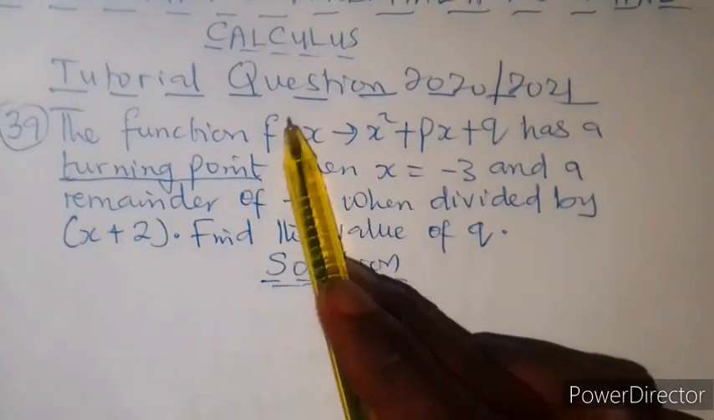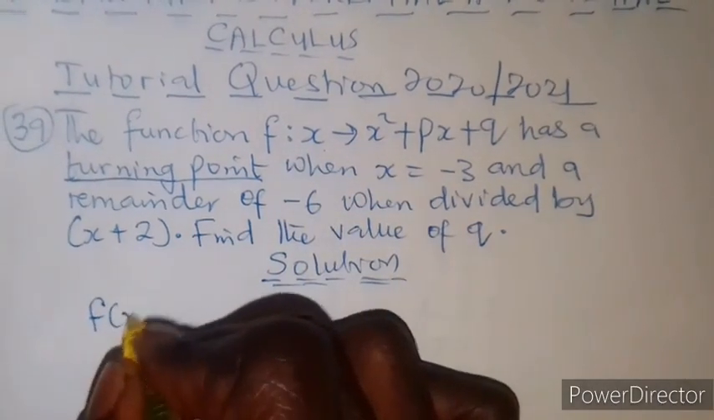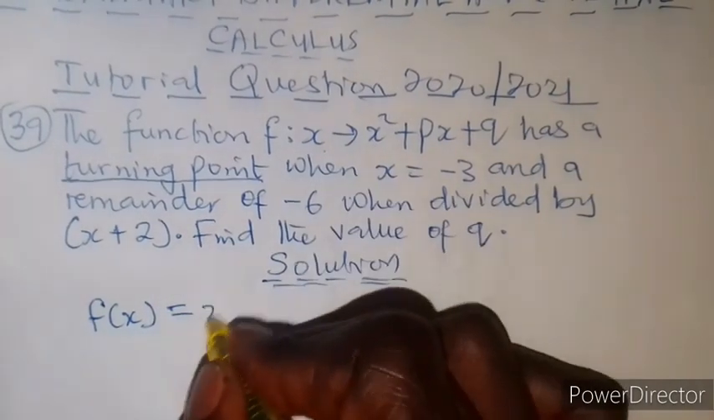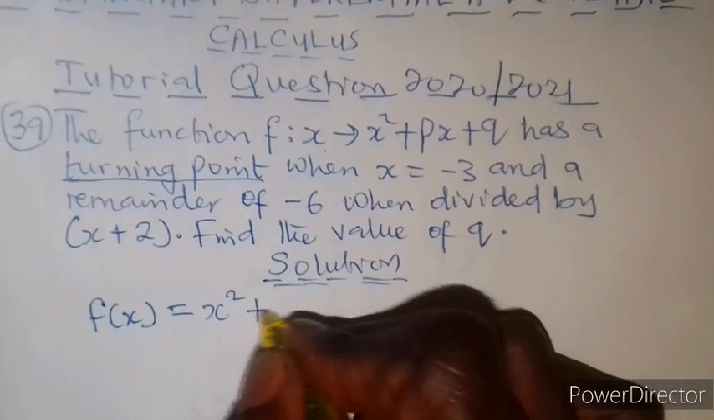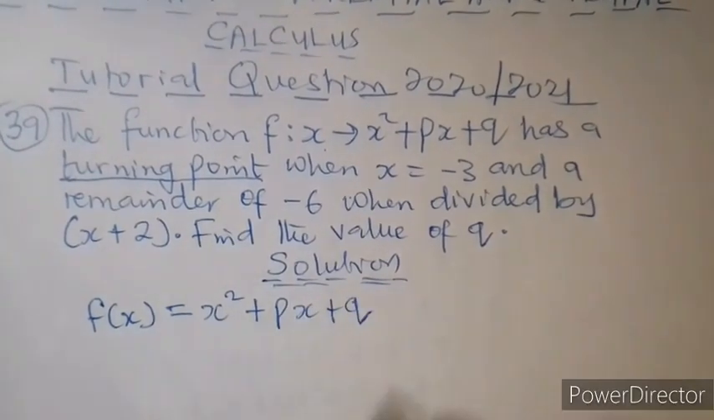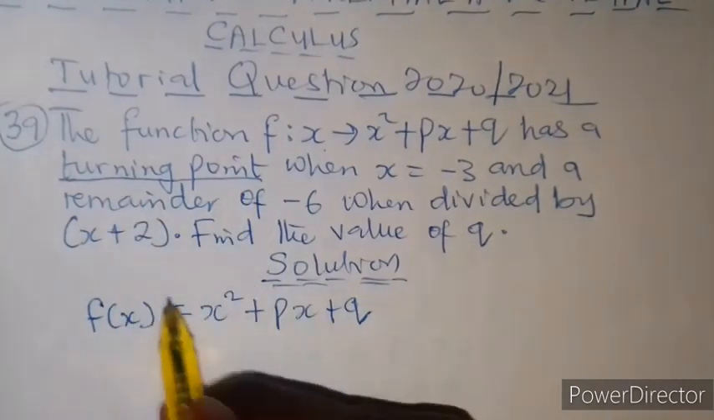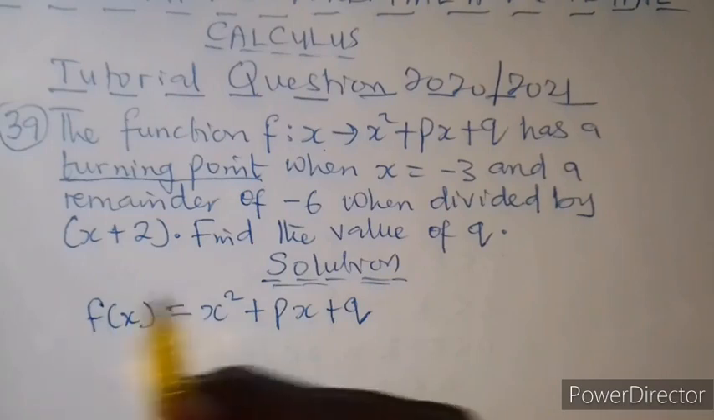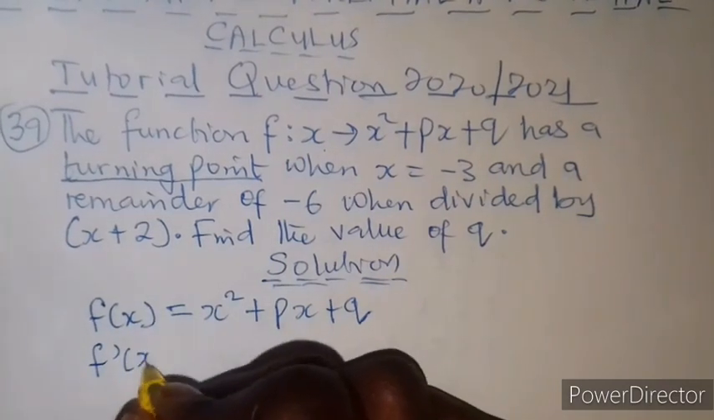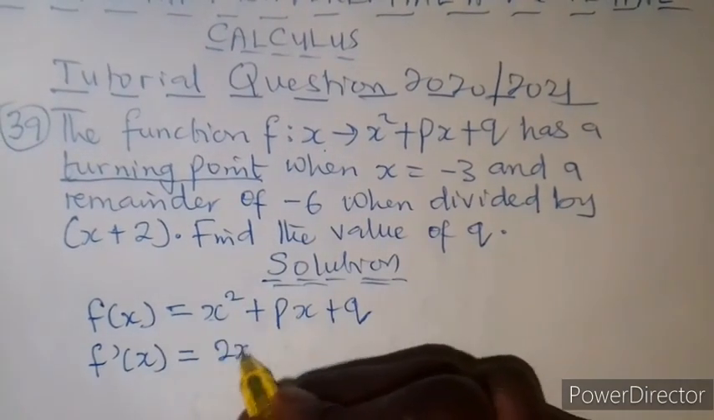So, we are going to rewrite this function first as f of x equals x squared plus px plus q. This is the first thing. Now, since we are dealing with a turning point, it means we are going to differentiate this particular function. In differentiating, we have f prime of x equals 2 times x, which is 2x.